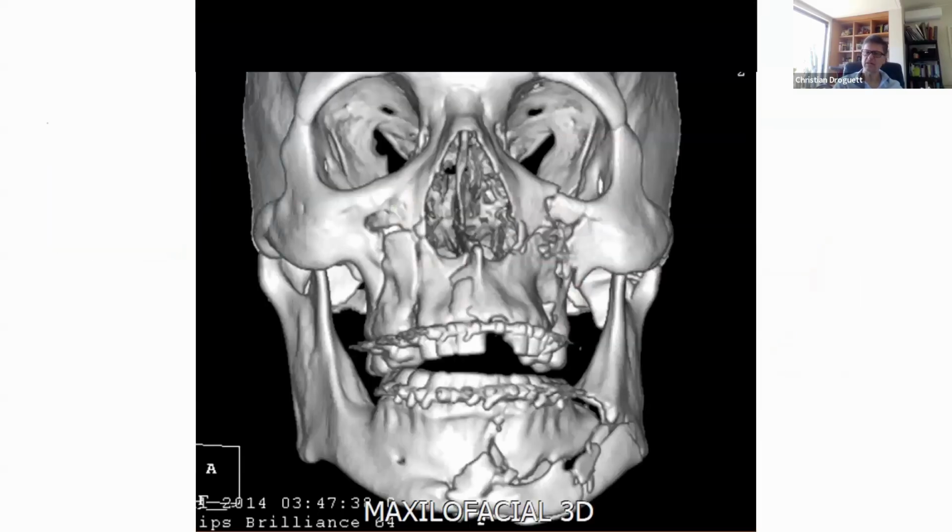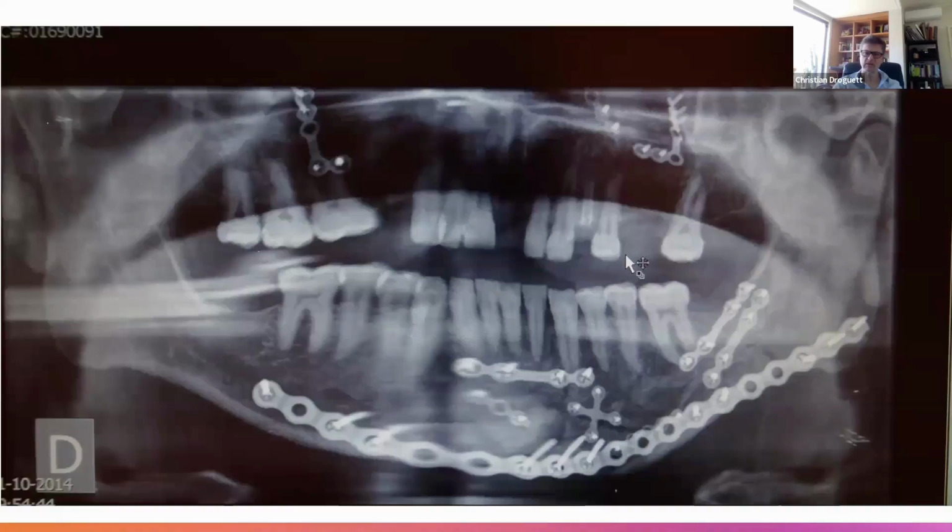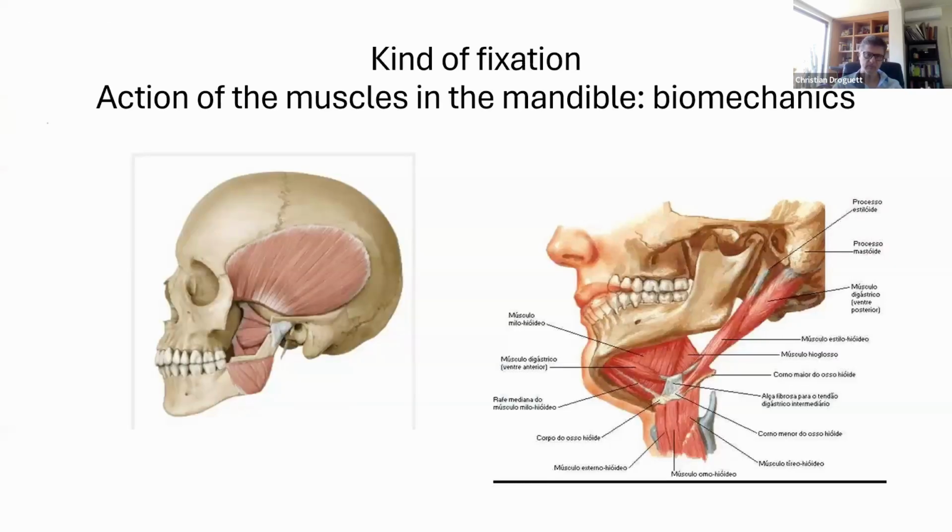Like we did in this patient with a comminuted fracture of the left body of the mandible, where we put in position the little pieces of bone with mini plates, and once we had already done that, we finally put the reconstruction plate that gives us the support to the mandible.